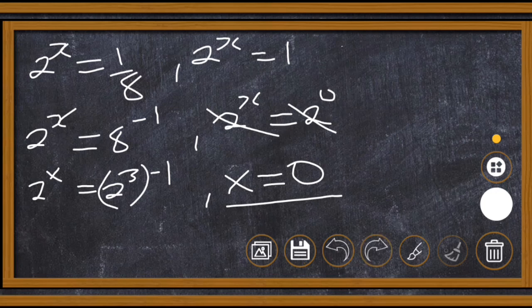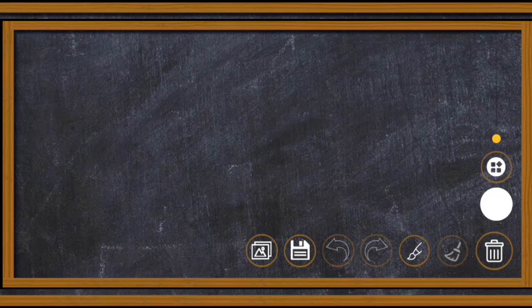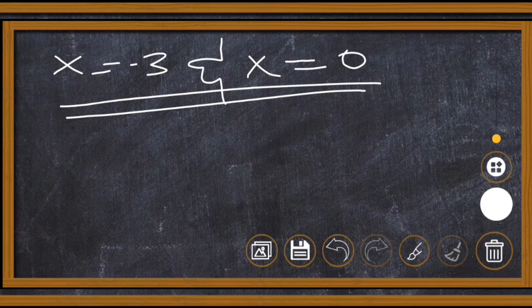So let's find the value of x on this part as well. So in this case, we are going to have 2 power x equals to, when we multiply this 3 with the negative here, 2 power of negative what? 3. So x, in this case, is going to be equal to negative 3. So in this case then, we have x equals negative 3, and also we have x equals 0. So these are the values of x.